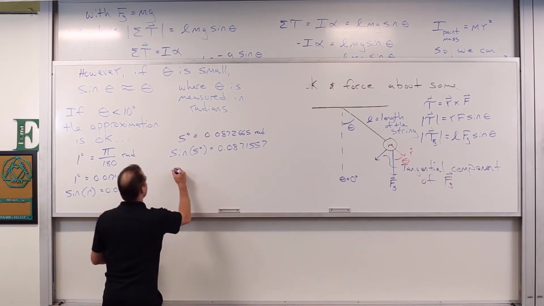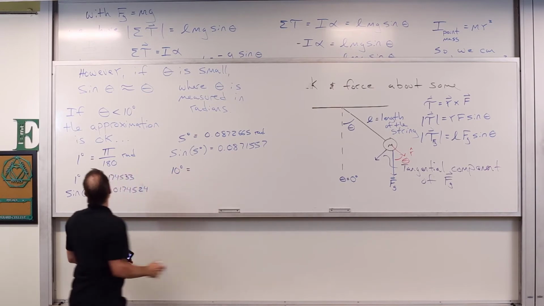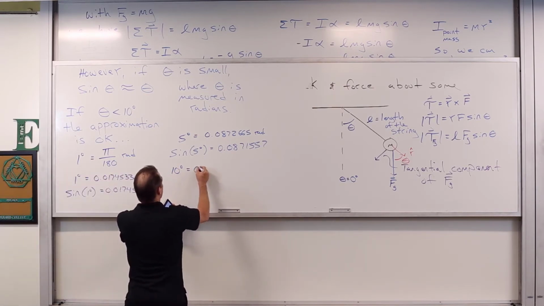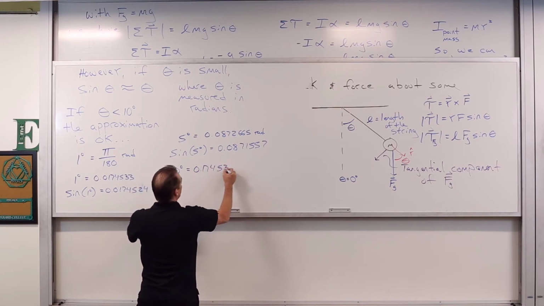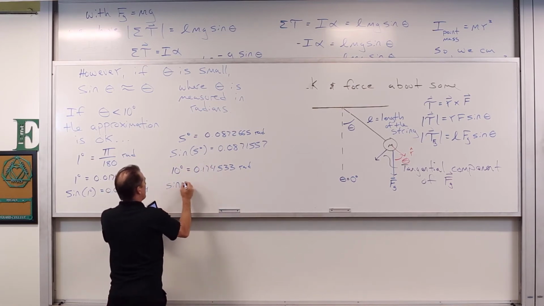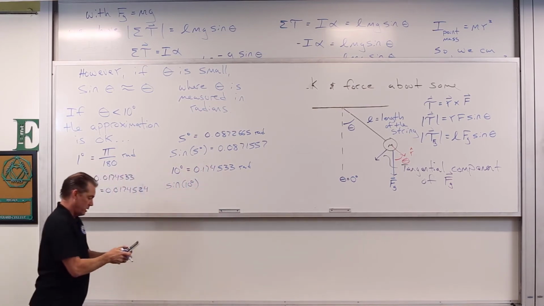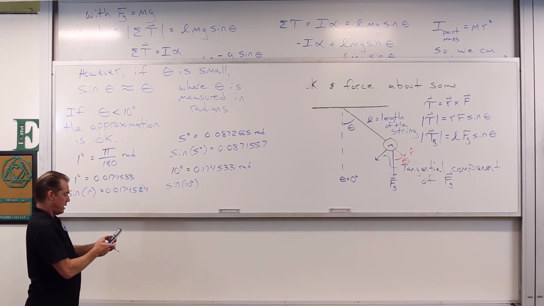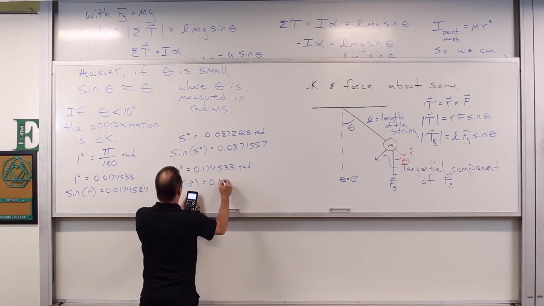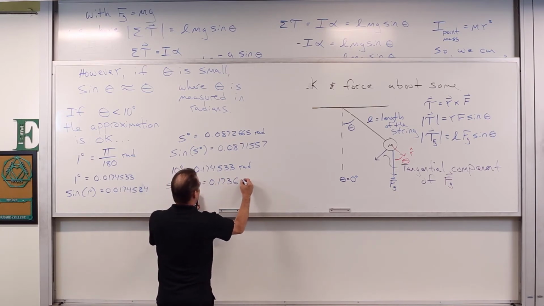Well, let's look at 10 degrees. 10 degrees would be just equal to 10 times this, which would be equal to 0.1745533 radians. And then the sine of 10 degrees gives us 0.173648.